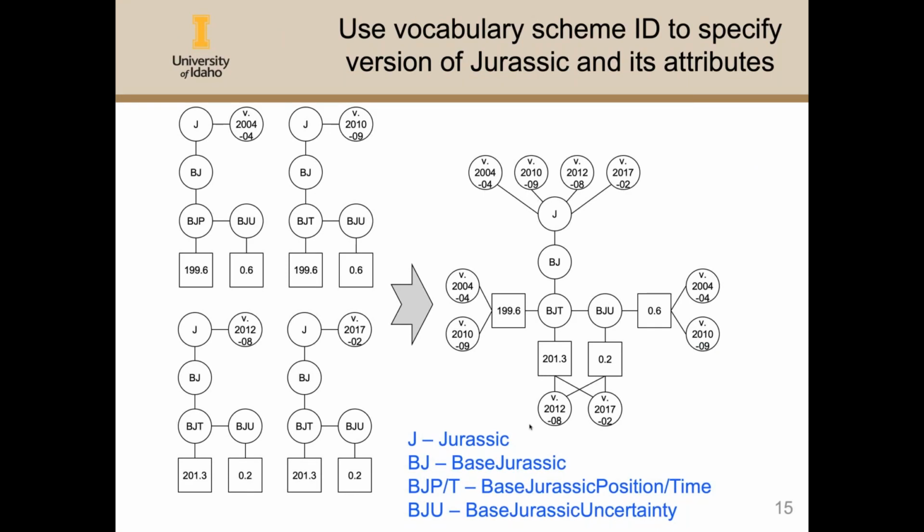So when I visualize this Turtle code in a diagram, I can see it as the 4 diagrams you see on the left. J here means Jurassic, BJ is base Jurassic, and then base Jurassic position or base Jurassic time, BJP or BJT. This is how the property name was used in the original ontology and vocabulary. So I can represent those 4 pieces of code in those 4 diagrams.